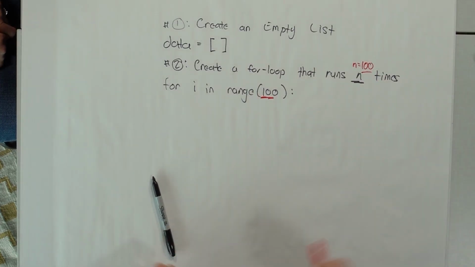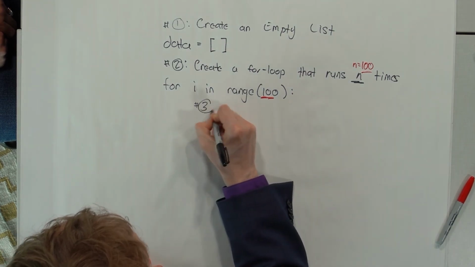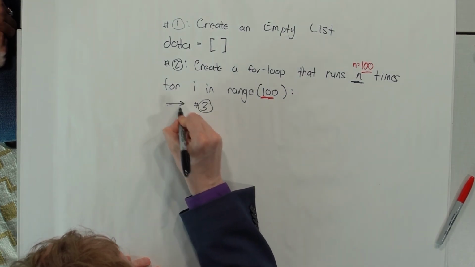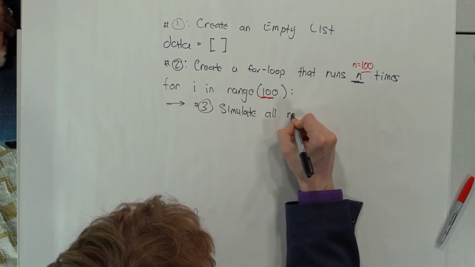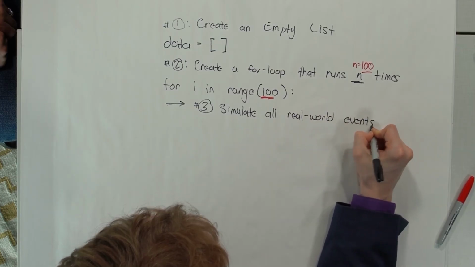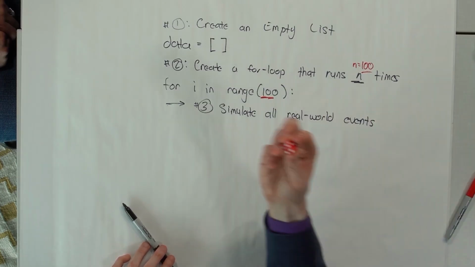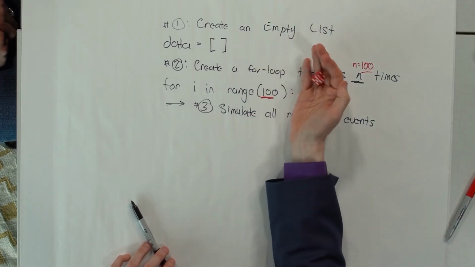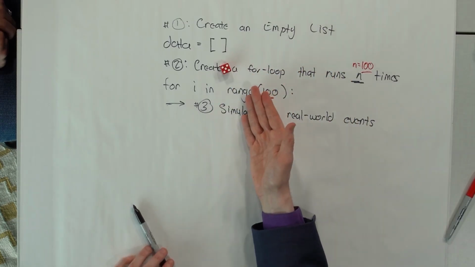Once we've done the second step, the third step is sometimes the most complex step, which is to simulate all of the real-world events. So step 3, and this will be inside of the for loop, is going to be simulate all real world events. And for this simple simulation, I'm going to just go ahead and simulate rolling a single dice. So I'm going to take one of these dice, I want to roll the dice, and I want to essentially do this simulation 100 times to get 100 observations of rolling this dice.